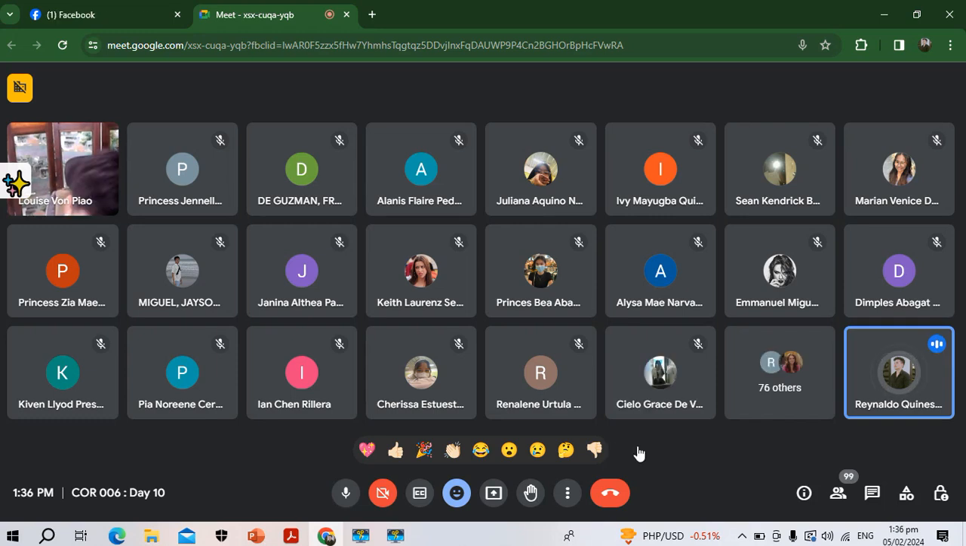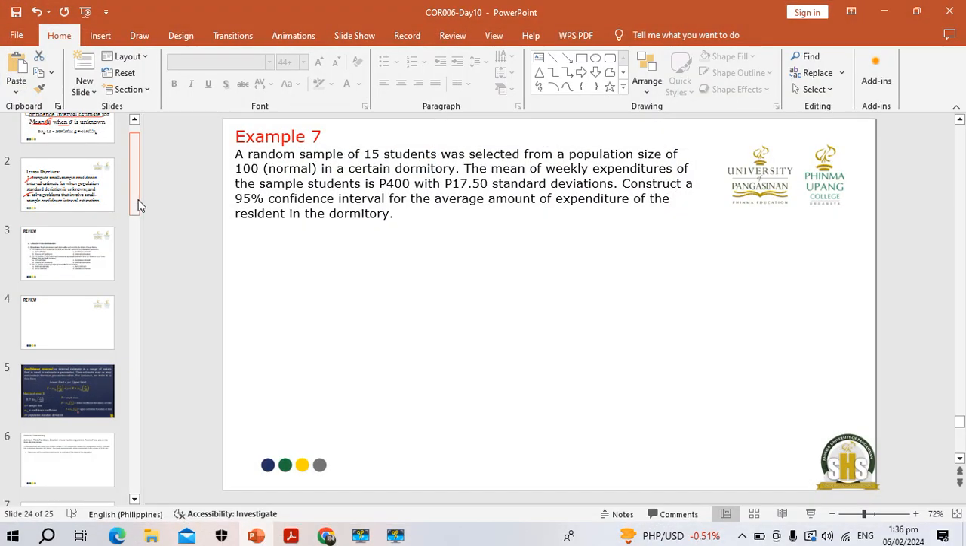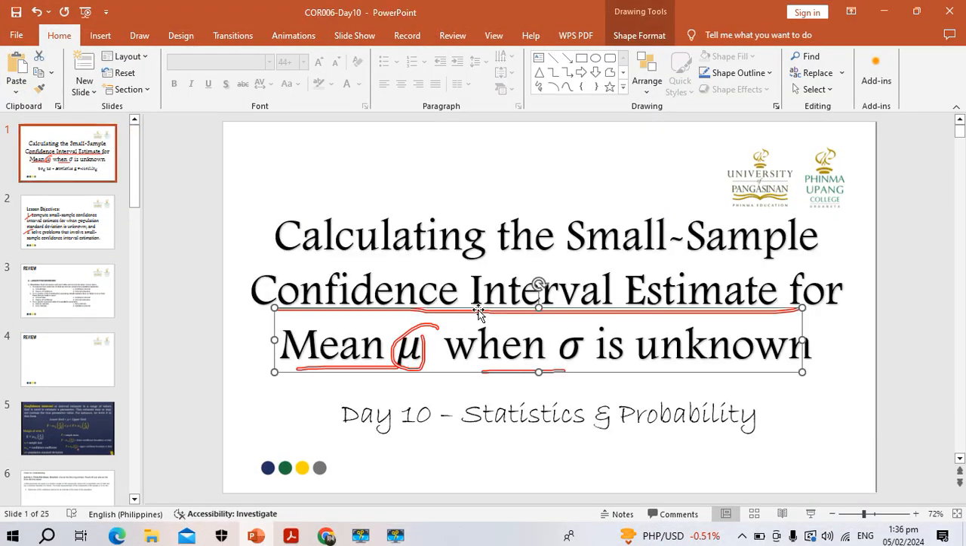Ever yung mga hindi nakapasok, meron silang mapapanood. And ito na yan. So marami itong example para.